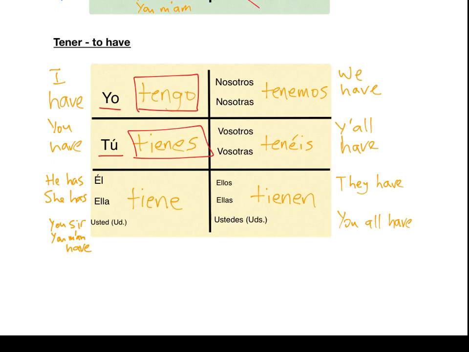The chart, in the grand scheme of things, doesn't really matter that you can fill out the chart, but it's a way to organize your thoughts and organize your notes. So maybe if you're a visual learner, you can remember, well, tenemos, I don't remember what it means, but I know it's on the top right, and the top right is always nosotros, so it means we have, because tener is to have, and nosotros tenemos means we have. So you can walk yourself through it that way.